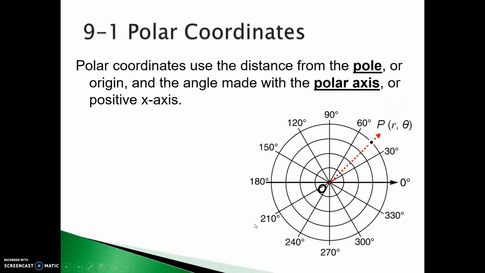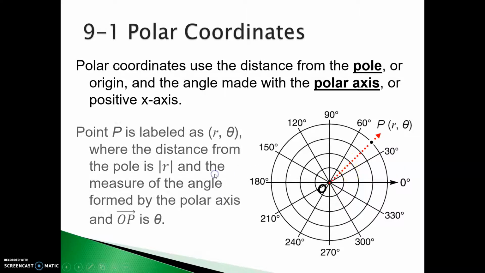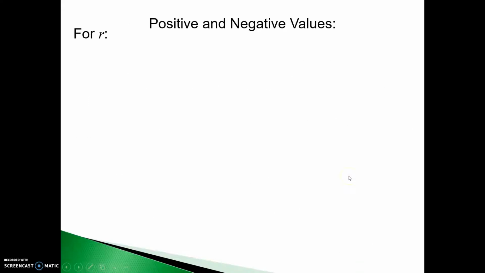Polar coordinates use the distance from what we call the pole or the origin, and the angle that the ray makes with the polar axis or the positive x-axis. So point P is labeled as r comma theta, where the distance from the pole is the absolute value of r, because r can be negative, but we want the distance to be positive, and the measure of the angle formed by the polar axis and ray OP. That's going to be called theta, so this angle measure right here.